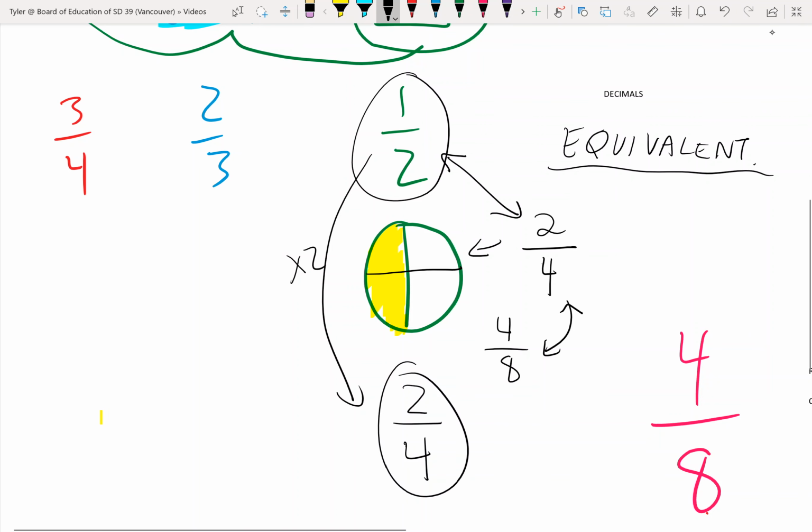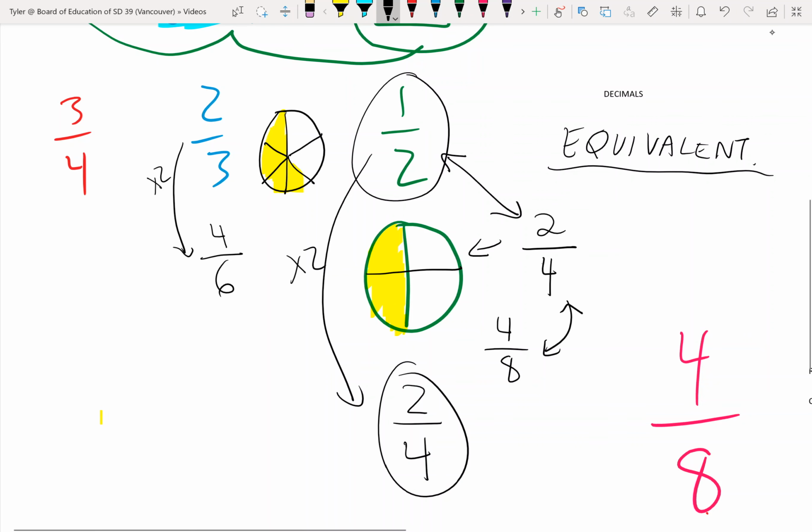Let's try it with another one. 2/3, if I wanted to change it and I did times 2, it would actually become 4/6. And again, these two are equivalent. They're the exact same. And if I drew it, 2/3 looks like this. Okay. 4/6 means that I'm making it look like this. And again, 4 colored in out of 6 in total.